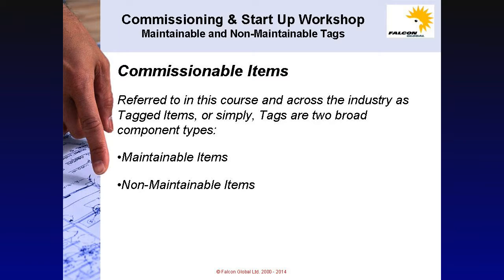From a commissioning perspective, the project is comprised of two types: commissionable tags and non-commissionable tags. Commissionable items, referred to in this course and across the industry as tagged items, or more simply tags, are two broad component types. These are maintainable items and non-maintainable items. Maintainable items. There are two special types of tags which by definition are both maintainable. These are safety critical and production critical tags.